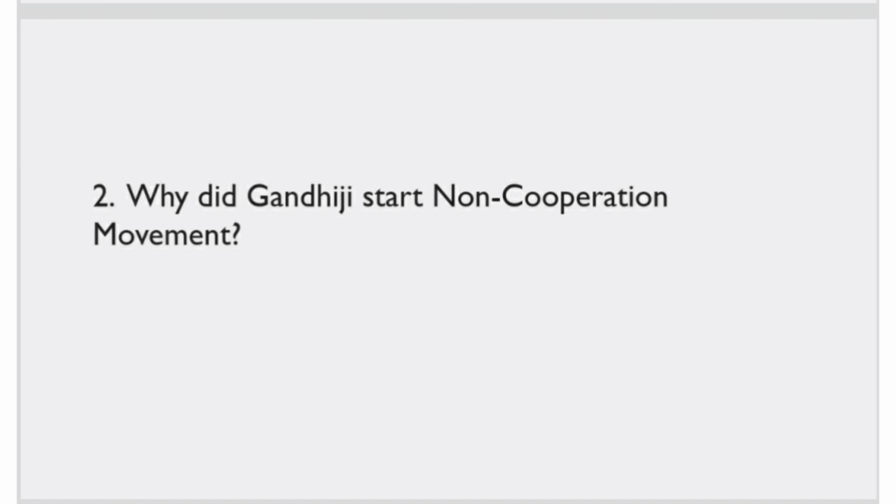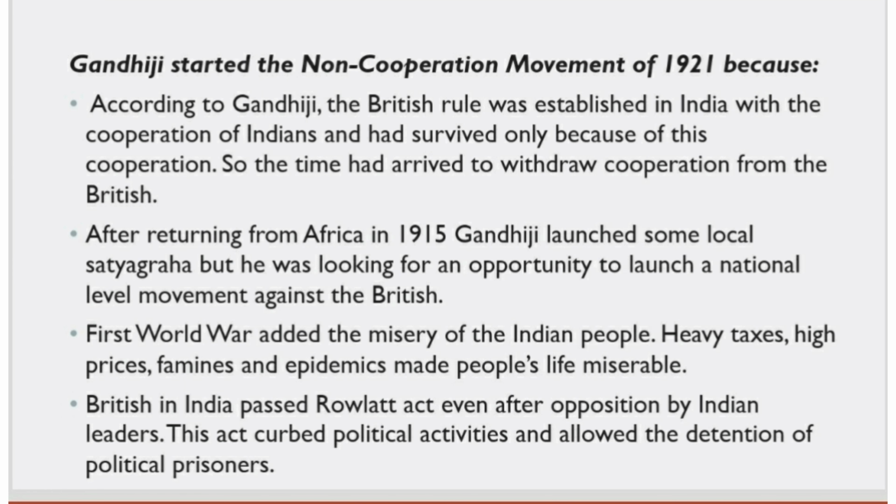Question 2. Why did Gandhiji start the non-cooperation movement? The answer is Gandhiji started the non-cooperation movement of 1921 because according to Gandhiji, the British rule was established in India with the cooperation of Indians and had survived only because of this cooperation. So the time had arrived to withdraw cooperation from the British.